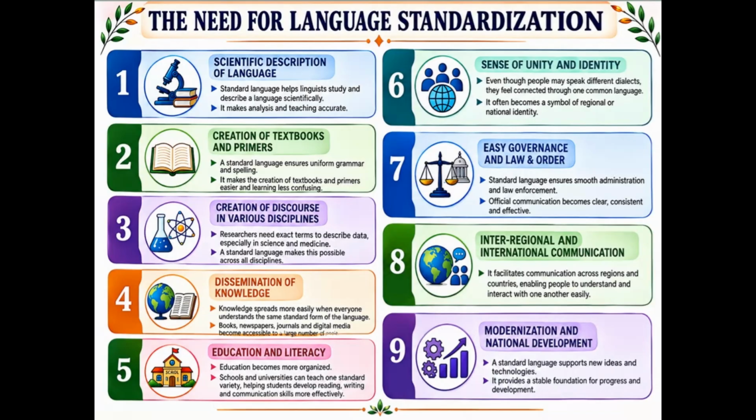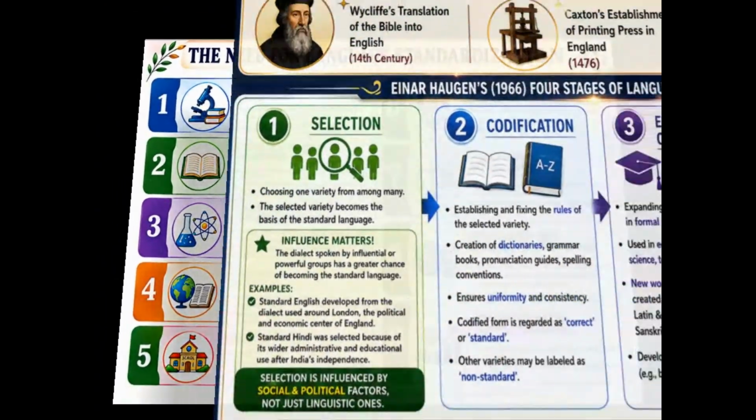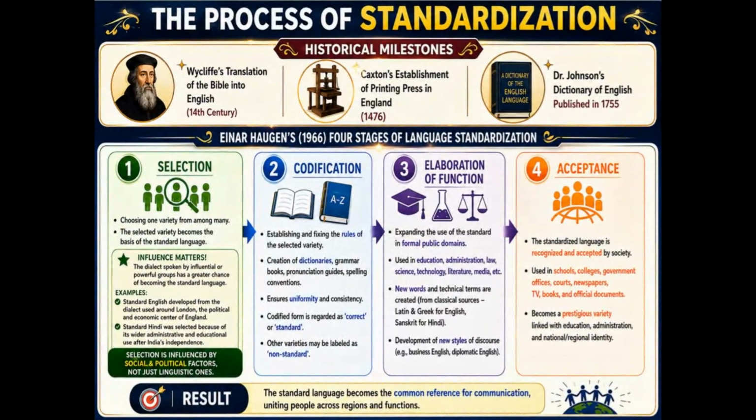Now, after we discussed these needs of language standardization, we will come to the process of standardization. When the standardization of English took place, it is important to mention major historical milestones like Wycliffe's translation of the Bible into English, Caxton's establishment of the printing press in England, and Dr. Johnson's Dictionary of English published in 1755, etc. Apart from such events, the process of standardization involves 4 stages, which is proposed by Einar Haugen.